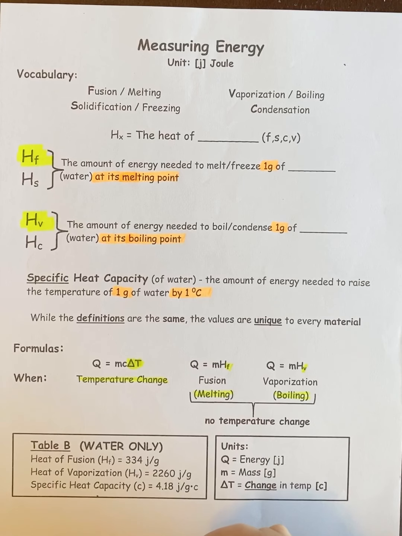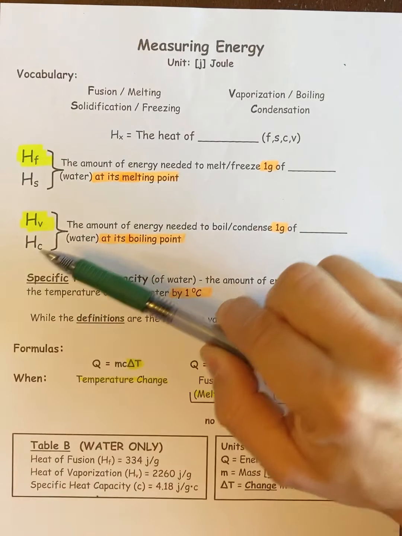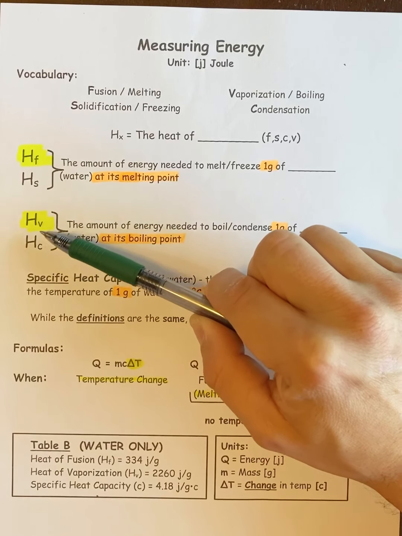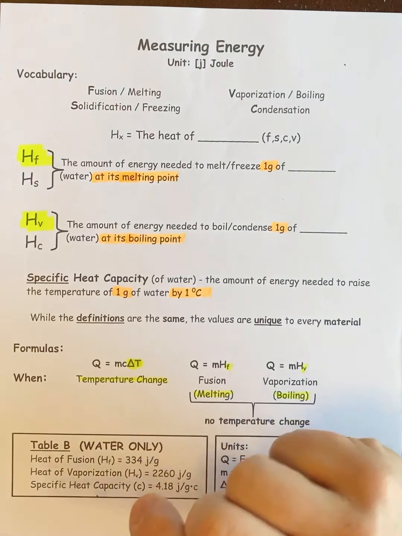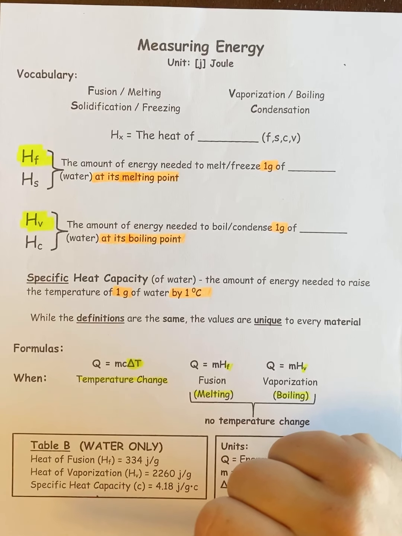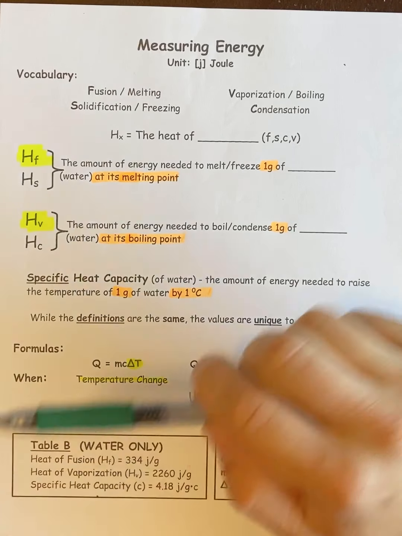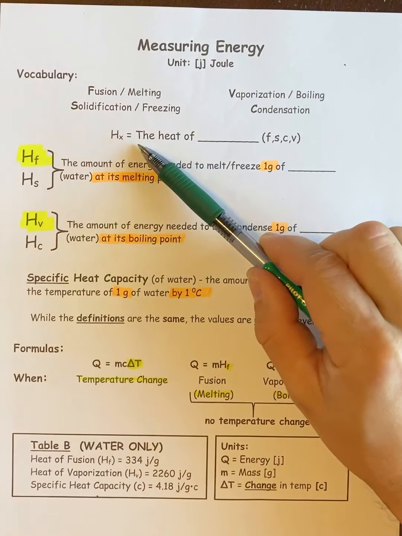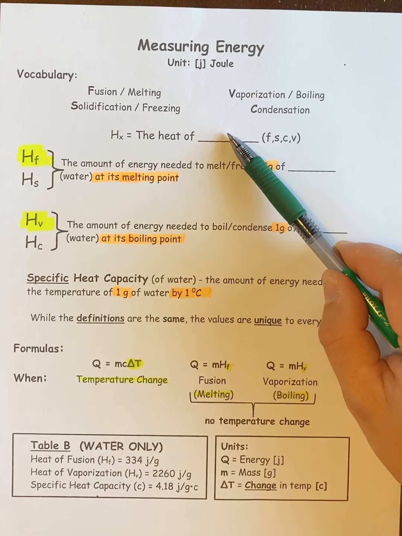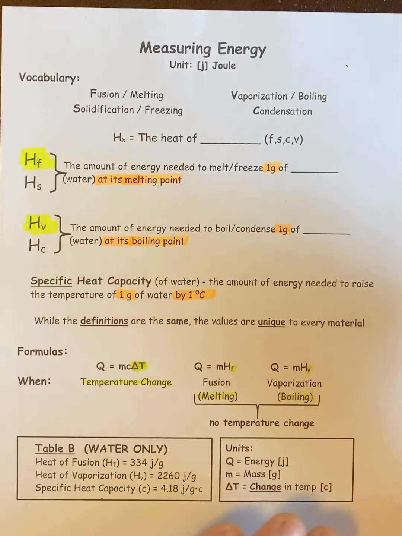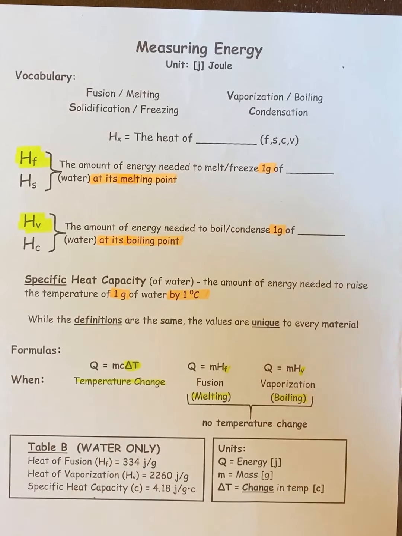To make life simple, we are going to shorten it to HF and HV because HC is just the opposite of HV and HS is the opposite of HF, so you don't really need to know all four. We can break it down into just two. HF is the heat of fusion, that's what the F is for, and HV is the heat of vaporization, that is what the V is for.